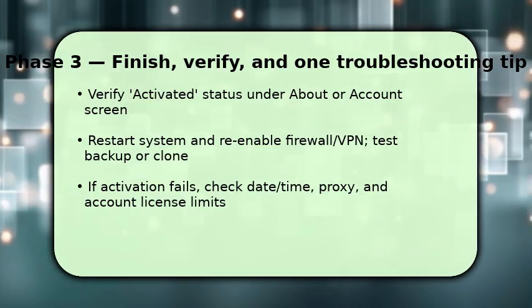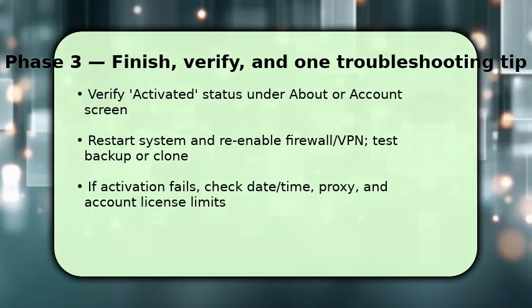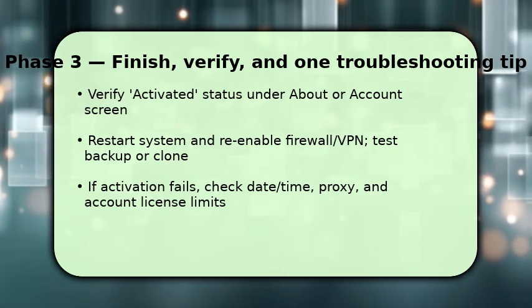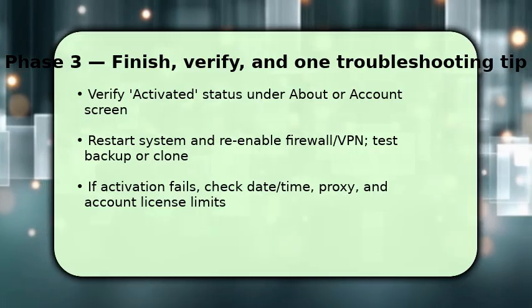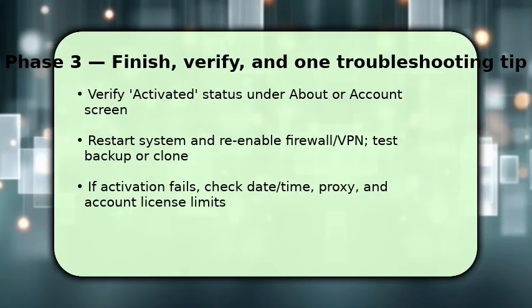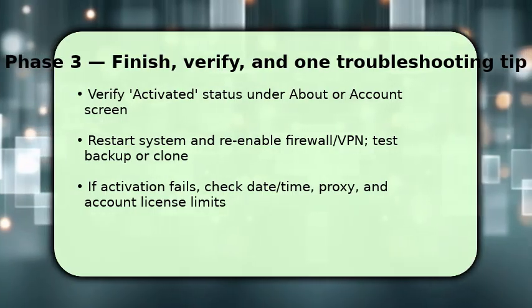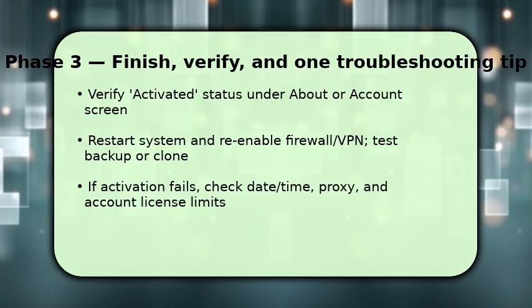If activation fails, check system date and time. Incorrect clock blocks certificates. Also inspect proxy settings and any corporate network limits. Try a direct connection. If license limit reached, sign into Acronis account online to deactivate an old device or contact support. One key tip: clear cached credentials and retry once network issues are fixed.